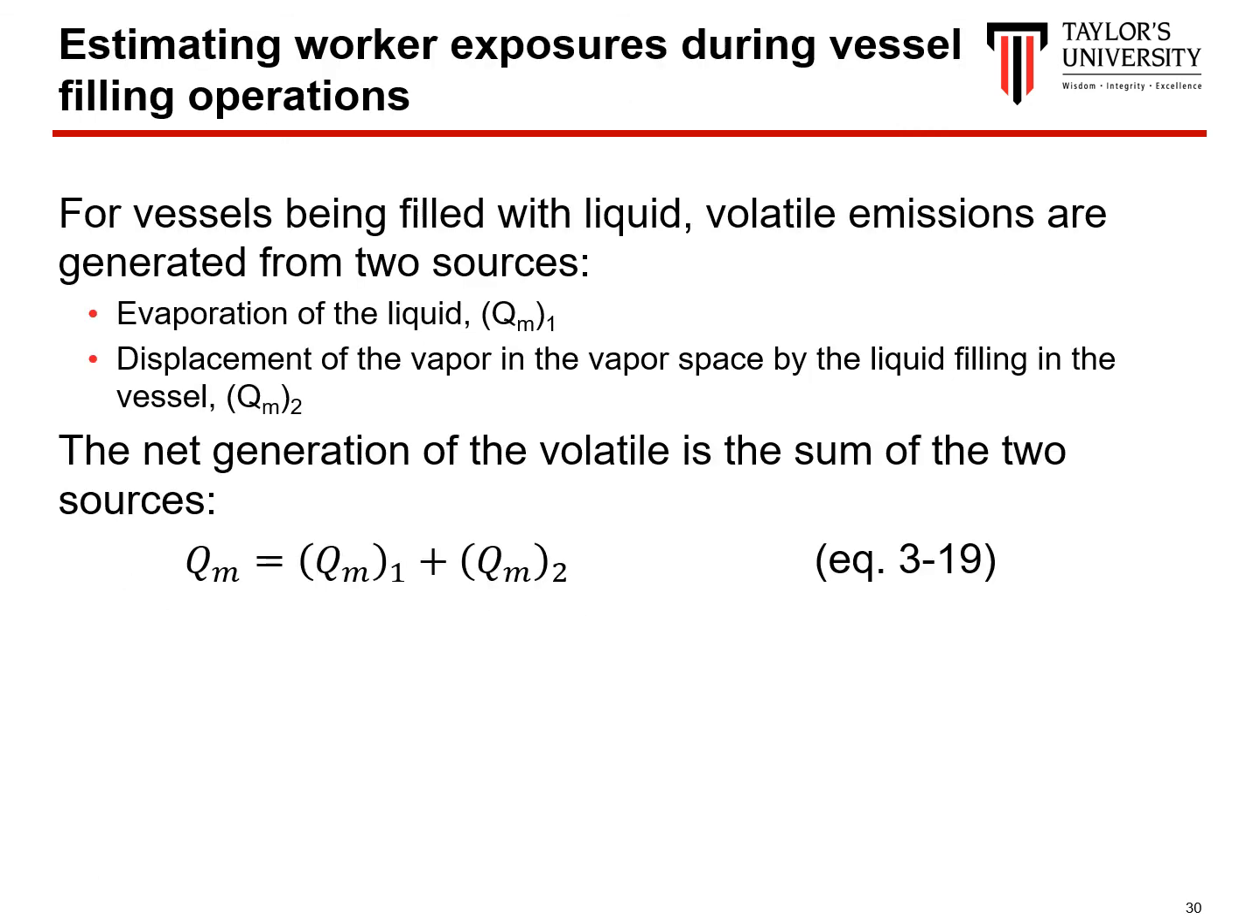For vessels being filled with liquids, the volatile emissions are generated from two sources, which are shown as the following. First, the evaporation of the liquids, and also the displacement of the vapor in the vapor space by liquid filling in the vessel.